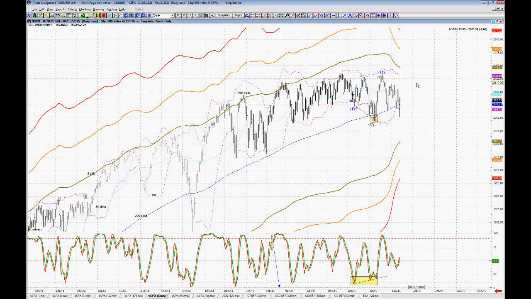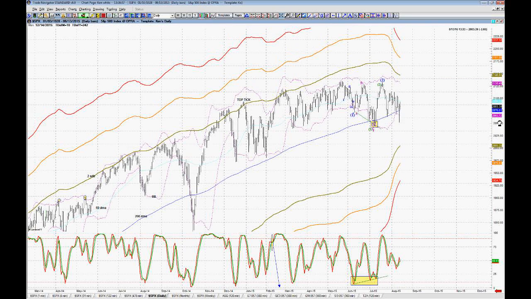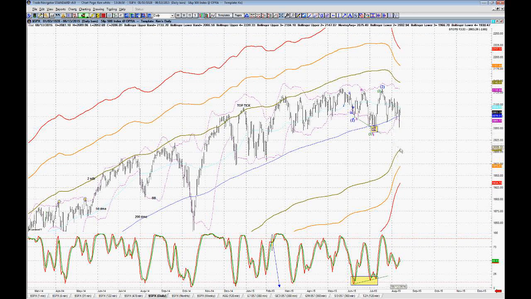which I've turned on. So above and below the price bars, you'll see this kind of golden olive looking band here. Then on the outside of those is an orange band. And on the outside of that is a red band. The olive band is two standard deviations.